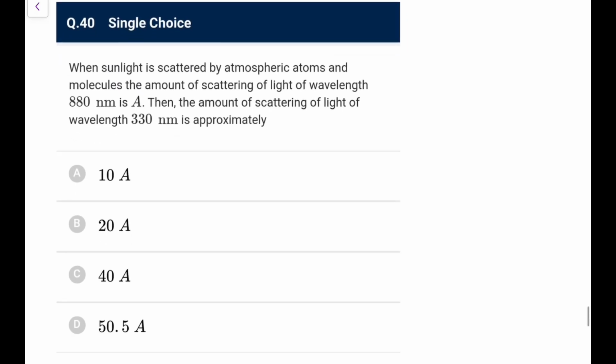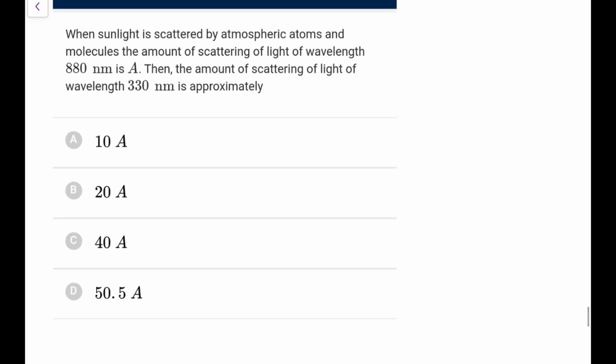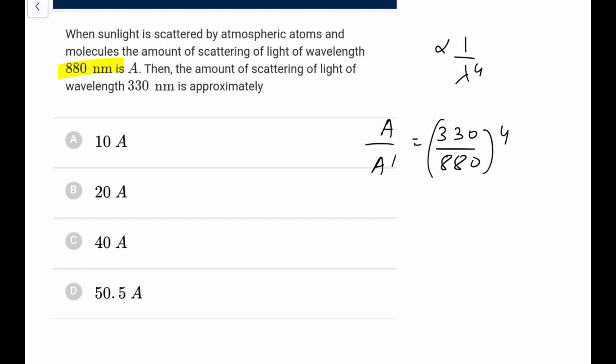When sunlight is scattered by atmospheric atoms and molecules, the amount of scattering of light of wavelength 880 nanometer is A. Then the amount of scattering of wavelength 330 nanometer would be? So we know Rayleigh's law of scattering is proportional to 1 upon lambda to the power 4. So the wavelength has reduced, so scattering will increase. So let's say it was A, this is A dash, this will come out as 330 upon 880 to the power 4. So it is basically 3 by 8, you can make it out.